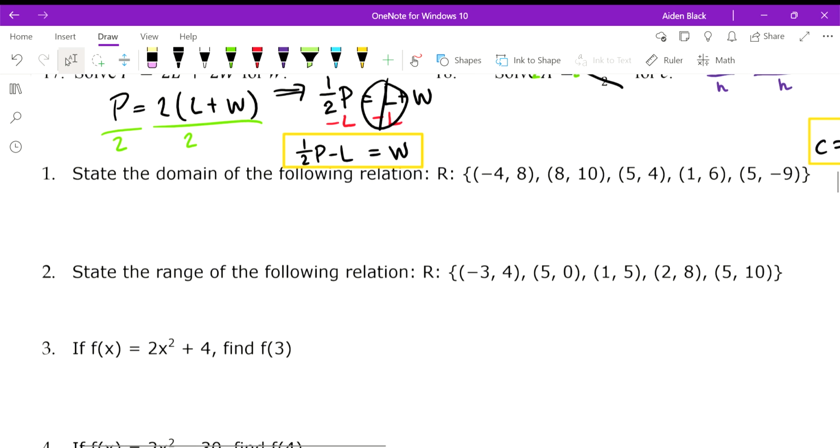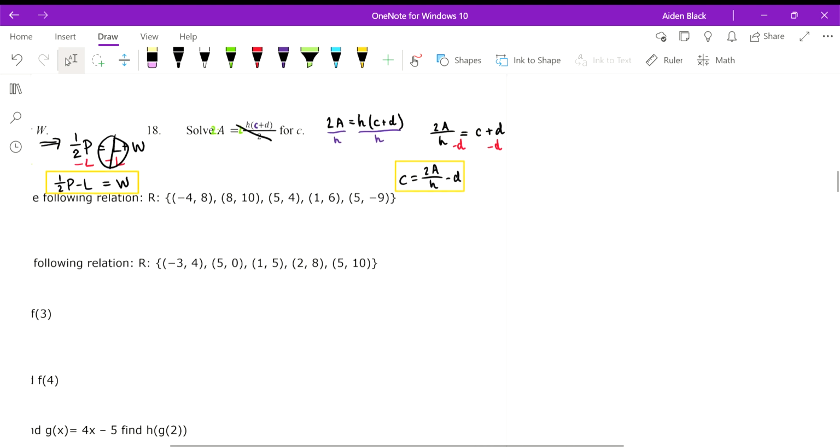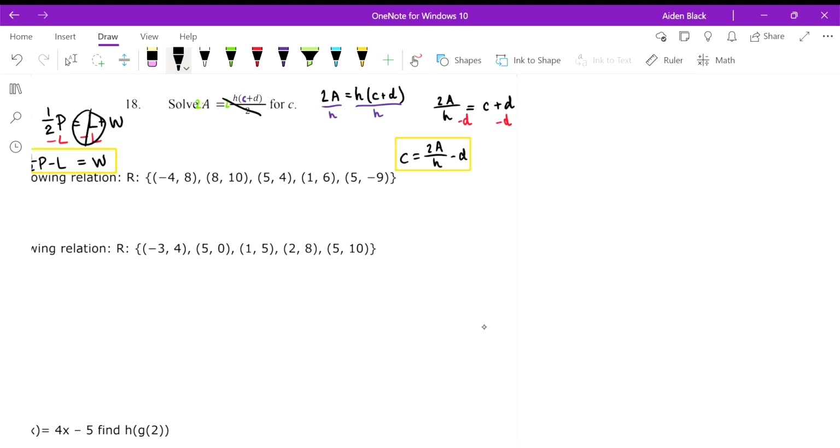Okay, so this is kind of a funny question because we don't really look at domain and range with just a set of points, but I'll provide you with just an idea of what this means. Domain is just how far to the left or right a graph may go, or a set of points.